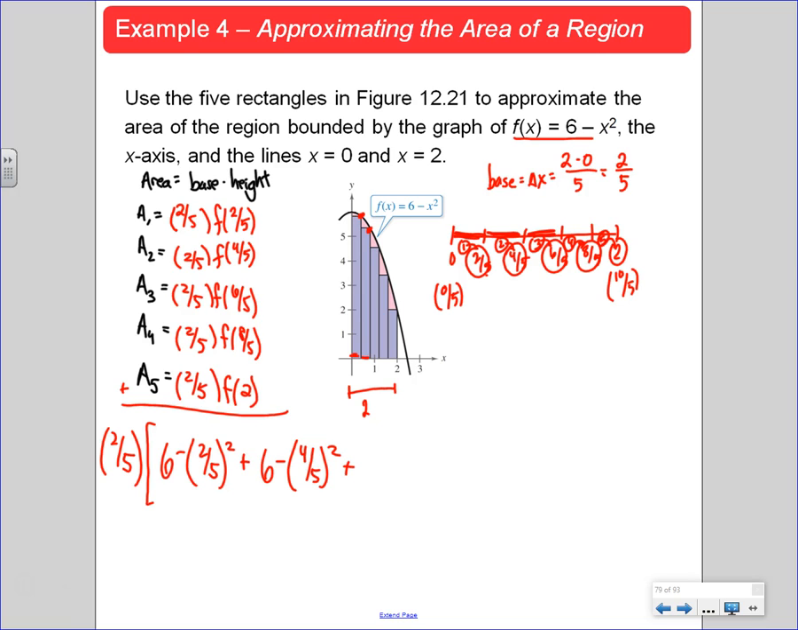But instead of writing it, I'm actually just saying what I need to be doing. I'm going to plug it and chug it all into my calculator. So I could do 6 minus 6/5 squared, 6 minus 8/5 squared, 6 minus 10/5, which would be 2. Whew! Plug and chug it.